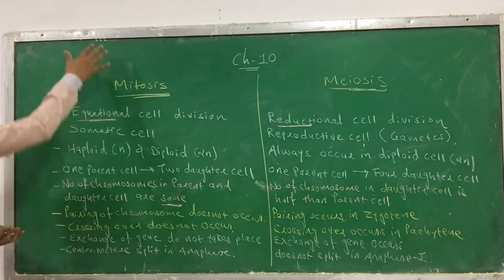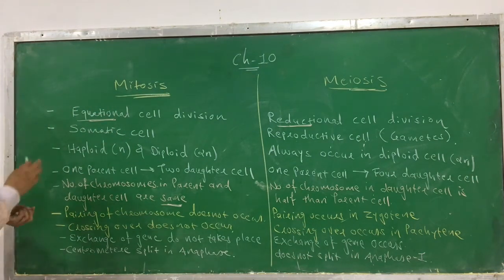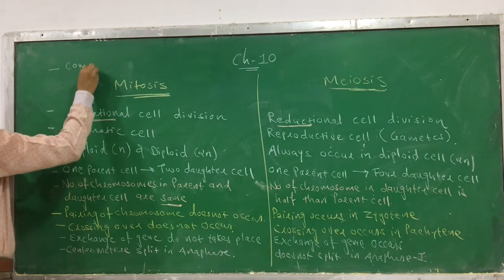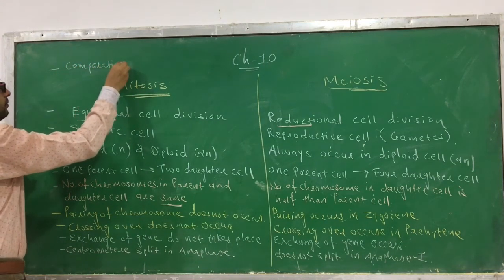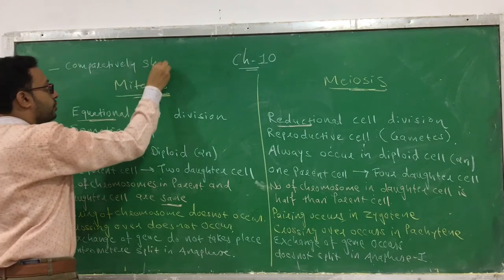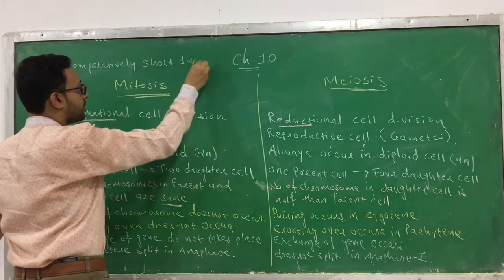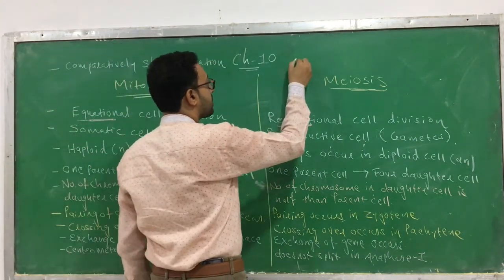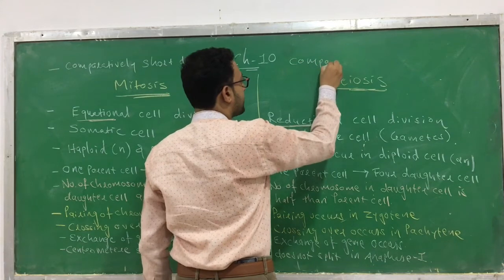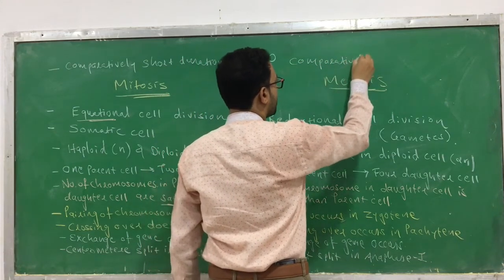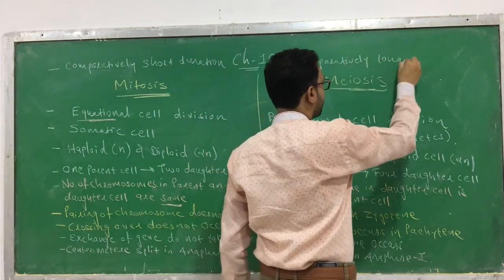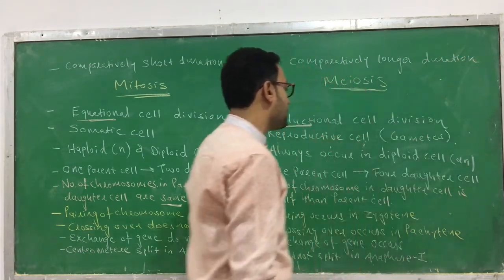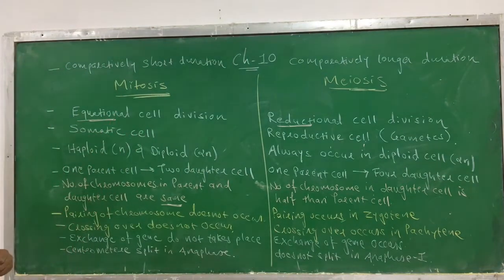I will write the other differences over here on the top side. So see what is the other difference. The mitosis process is comparatively of short duration. Compared to meiosis, it is of a short duration. But here the meiosis is comparatively, compared to mitosis, of longer duration. Clear? This is one difference which exists between mitosis and meiosis.